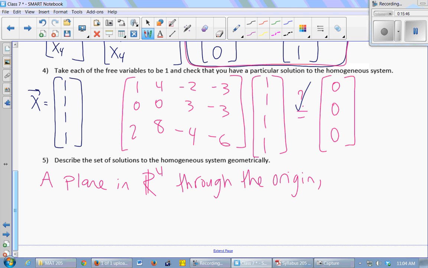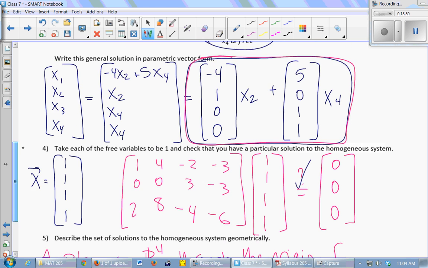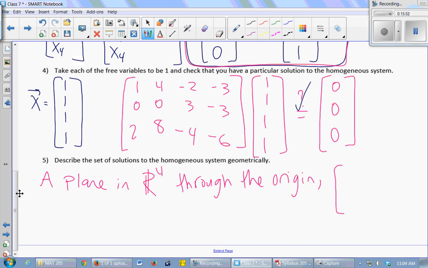And my vectors were 4, 1, 0, 0, and 5, 0, 1, 1.